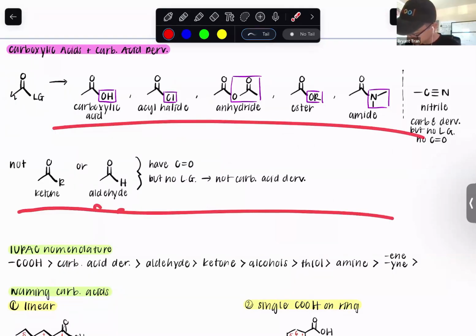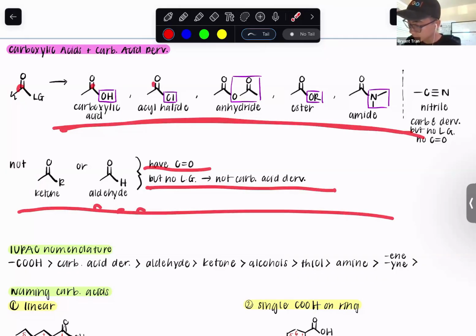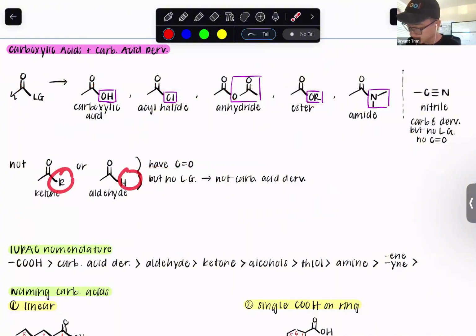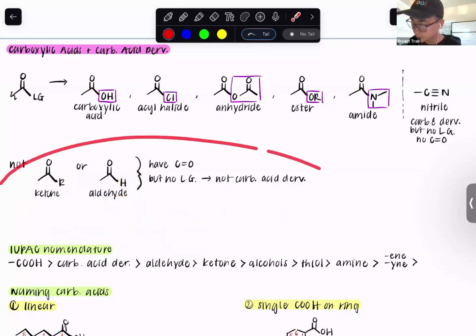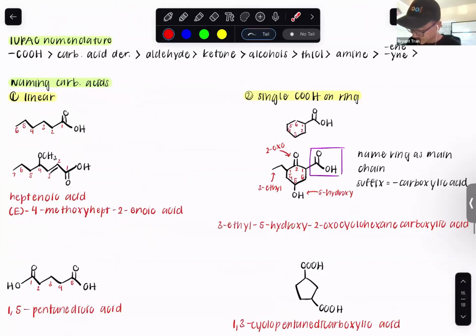This is not a carboxylic acid derivative. They do have the carbonyl, but there's no good leaving group, right? All of these carboxylic acid derivatives here have the carbonyl, and all the leaving groups here are good leaving groups that are able to leave, right? The aldehyde and ketones are not derivatives because they are terrible leaving groups. This is very unstable. This is also very unstable. So very bad leaving groups. They're not considered carboxylic acid derivatives.